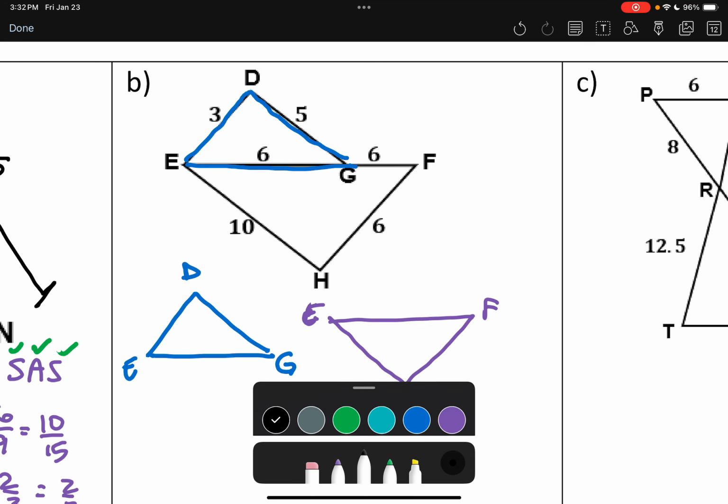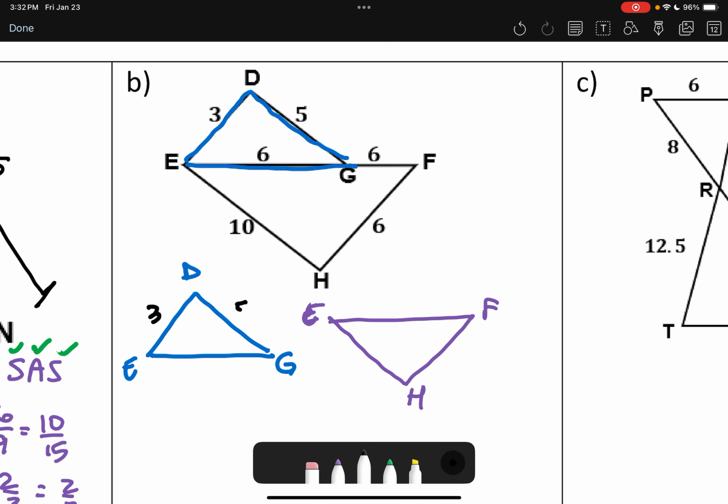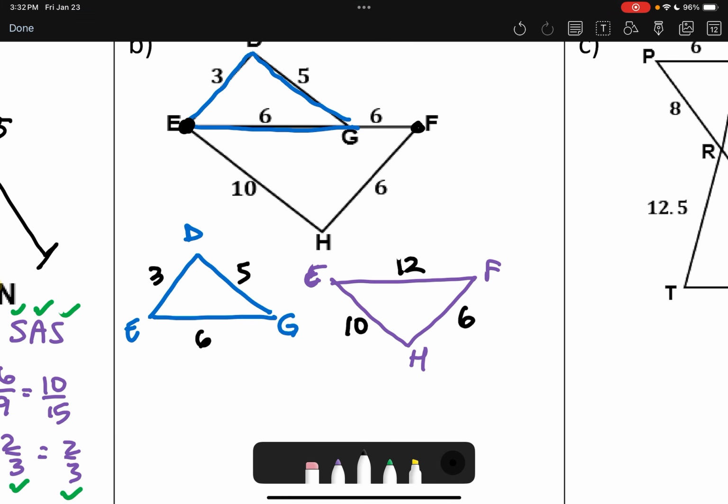And then labeling those side lengths, what we have here is 3, 5, 6. From E to G is 6. And then from E to F, that would be 6 plus 6, which is 12. And then FH is 6. EH is 10. So as we go through this process, your options to prove triangles are similar are angle, angle, side, side, side, and side, angle, side. I don't see anything about angles. I see that I have 3 sides in both triangles, so the one that I'm going to check for is SSS. So if we're checking for SSS, we have to check to see if all 3 pairs of sides are proportional.